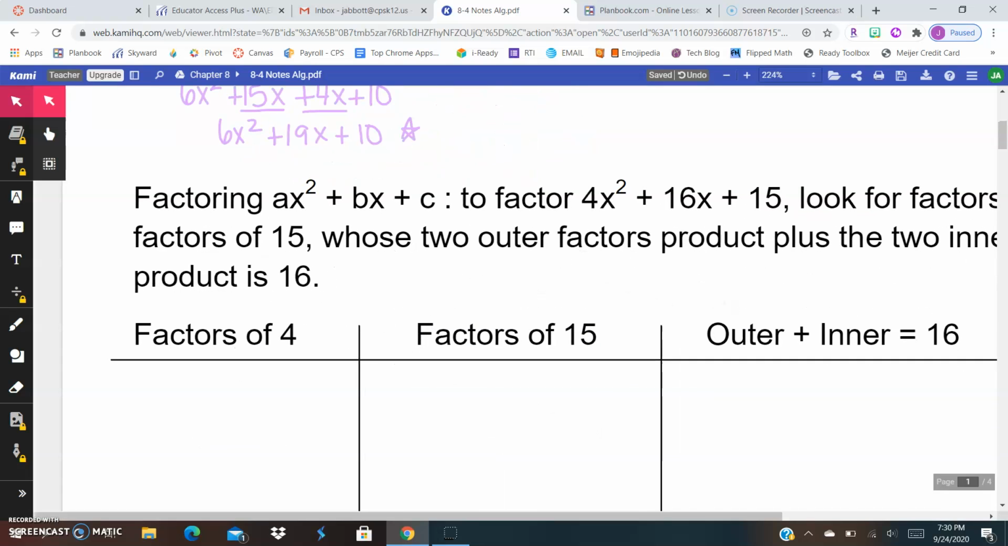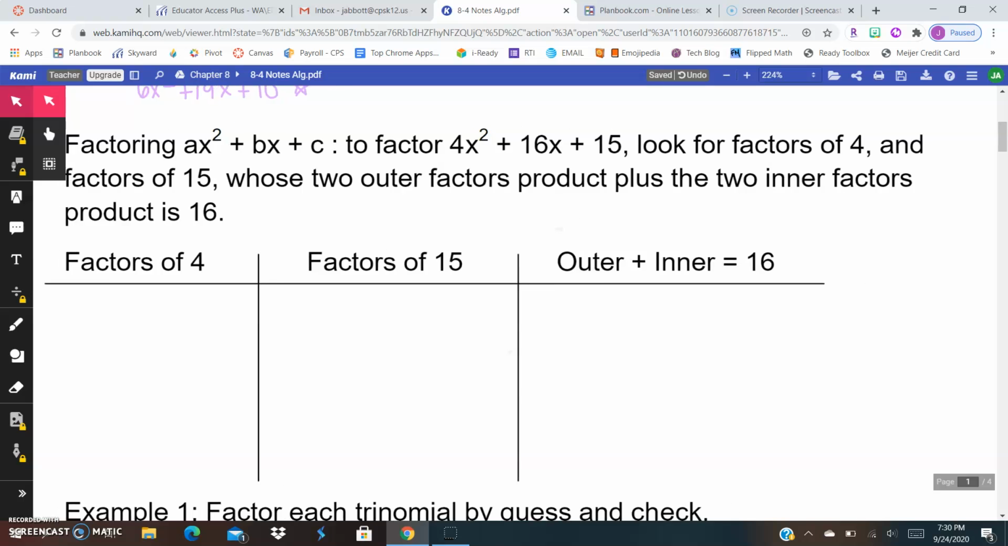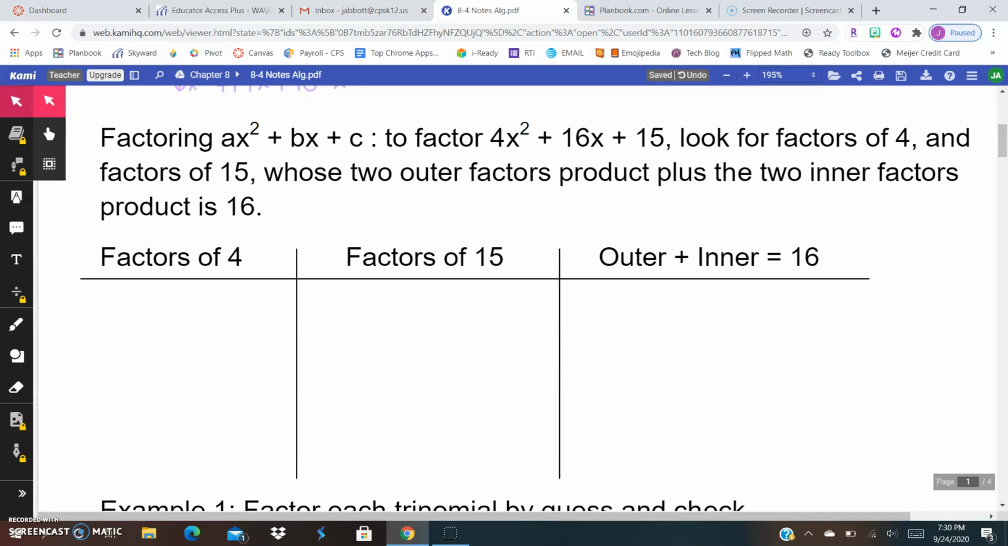So we're still doing some guess and checks, but we're going to have to make a chart to keep ourselves organized. When factoring ax squared plus bx plus c form, we have to look for factors of the 4 in this case, that's our a value, and factors of 15. So factors of the first coefficient and the last term, whose two outer factors product plus the two inner factors product is 16, which is our middle value.